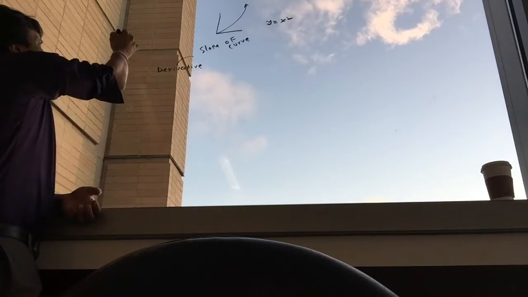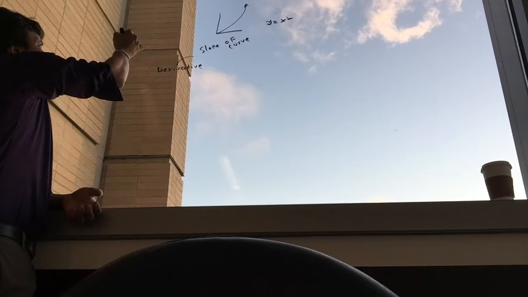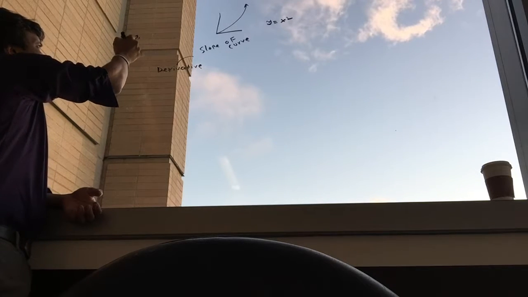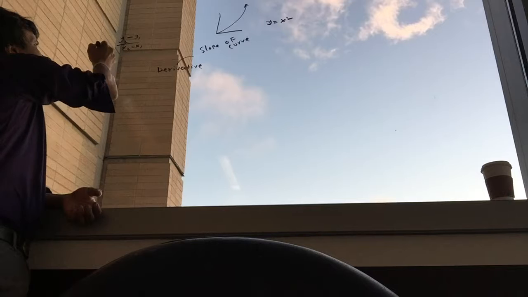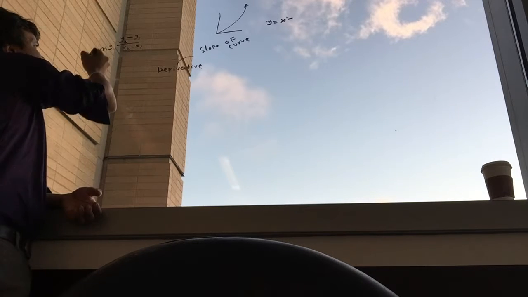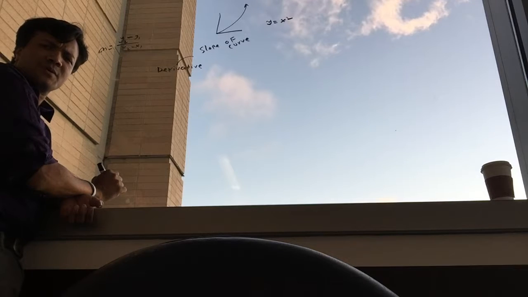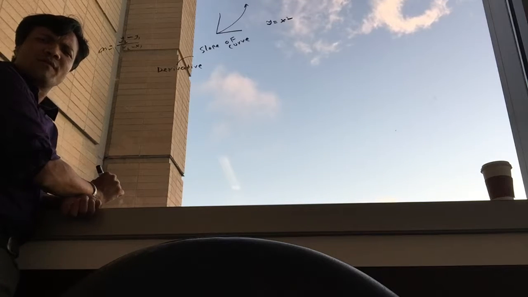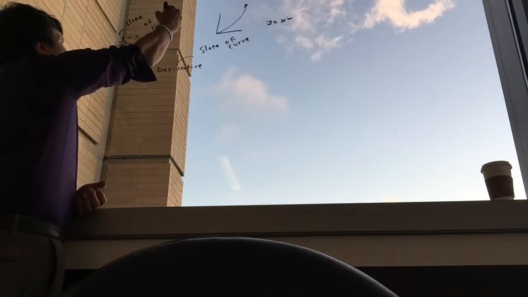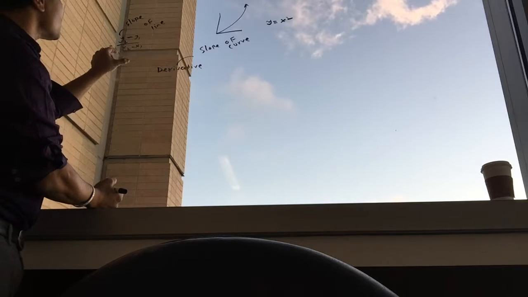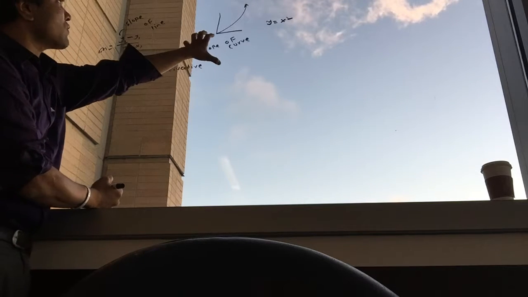We cannot use (y2 minus y1) over (x2 minus x1) because y2 minus y1 and x2 minus x1 gives us the slope of a line. Okay. However, there is a relationship between the slope of a line and the slope of a curve.